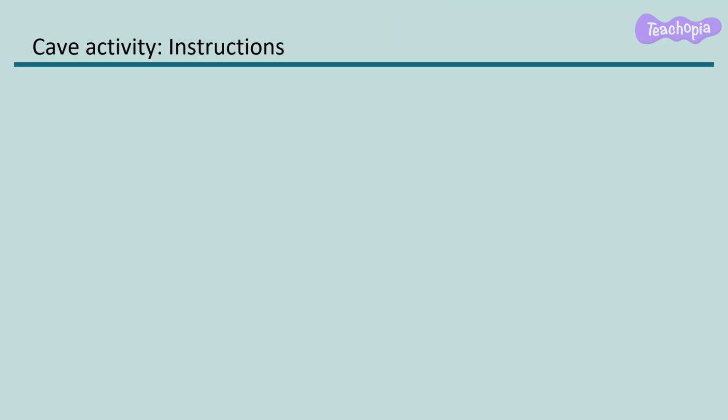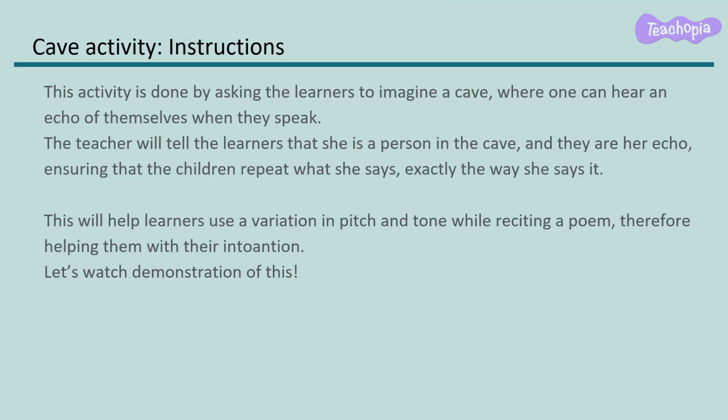Here are the general instructions for the cave activity. This activity is done by asking learners to imagine a cave where one can hear an echo of themselves when they speak. The teacher will tell the learners that she is a person in the cave and they are her echo, ensuring that the children repeat what she says exactly the way she says it.